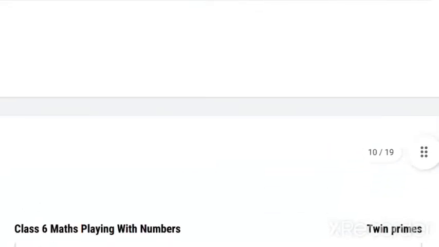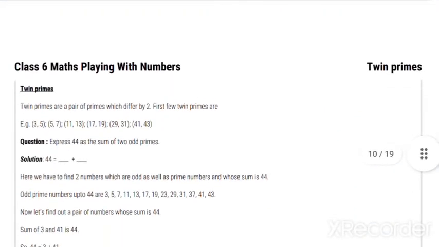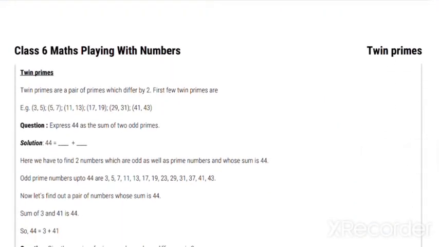Now children, next topic of discussion, that is twin primes. What do you mean by this? Twin primes are a pair of prime numbers which differ by 2. First few twin primes are 3 and 5, next pair 5 and 7, next pair 11 and 13, then next 17 and 19, after that 29 and 31, and last 41 and 43. These are a few twin primes.